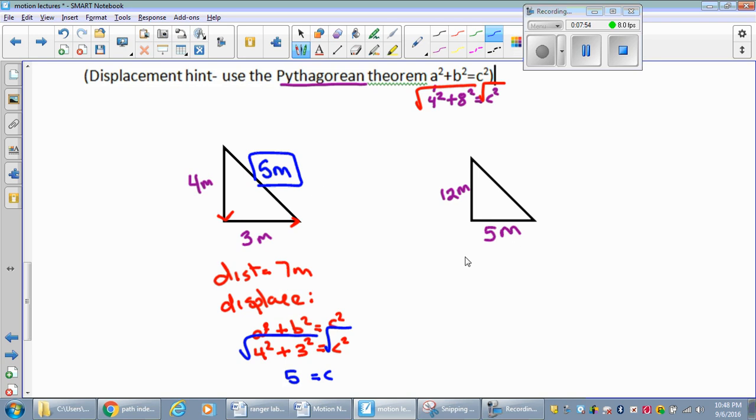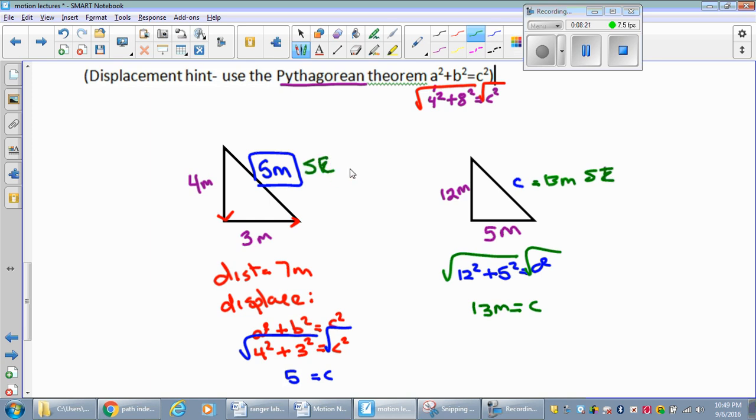And over here, same thing. A, B, C. 12 squared plus 5 squared equals C squared. Let's do the square root of that. Whatever I do to one side, do to the other. And that ends up coming out to, if you put in your calculator correctly, 13 meters. Okay, so that would be my displacement. Even though my distance, this is southeast, right? Southeast. And my distance would be 12 plus 5, which is 17 meters. All right. Good luck with that.